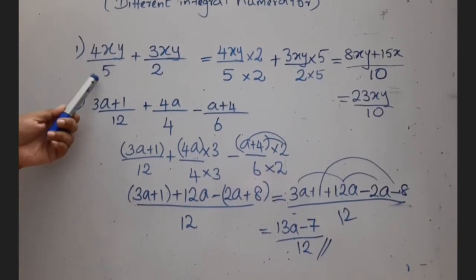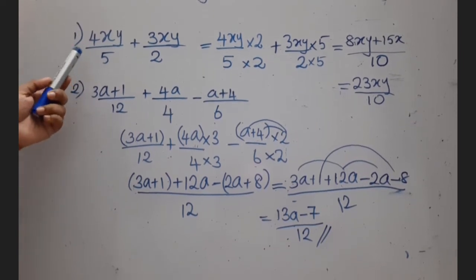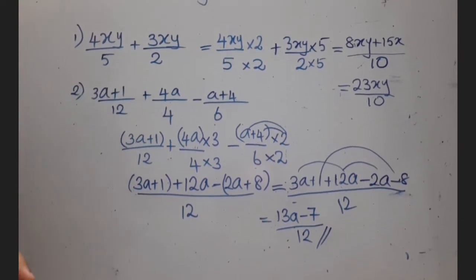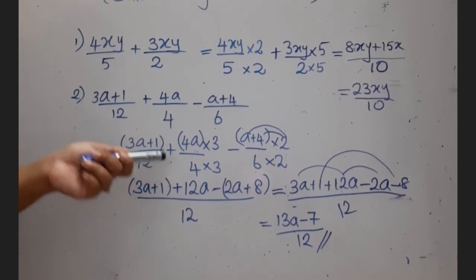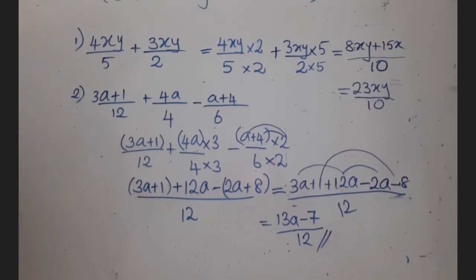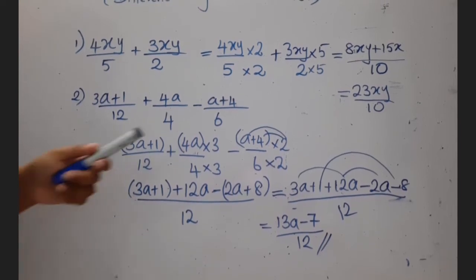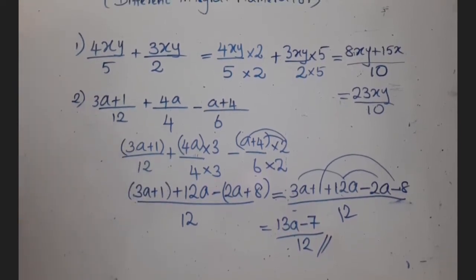So now we have done addition and subtraction with different integral denominators. So you must be aware when you make the denominators same, you should find the LCM and then simplify them.